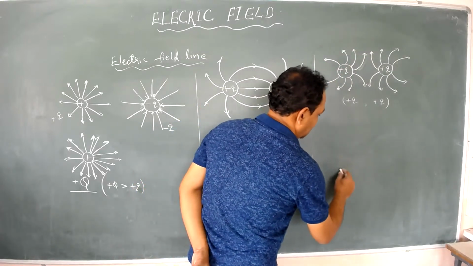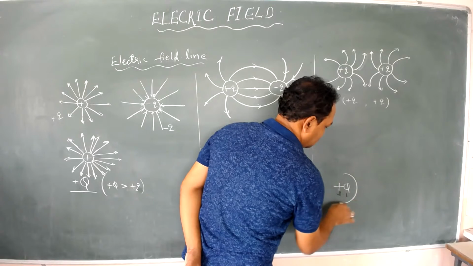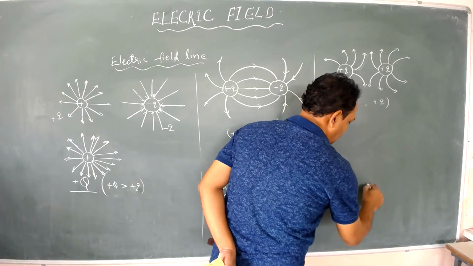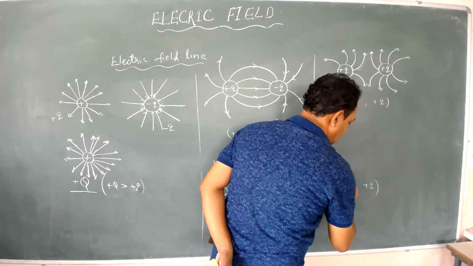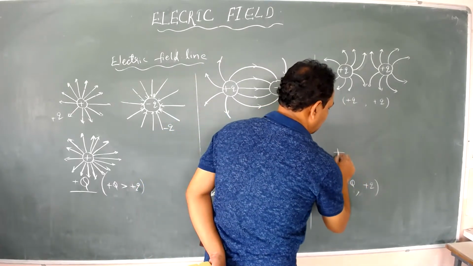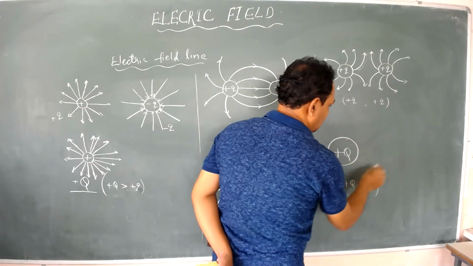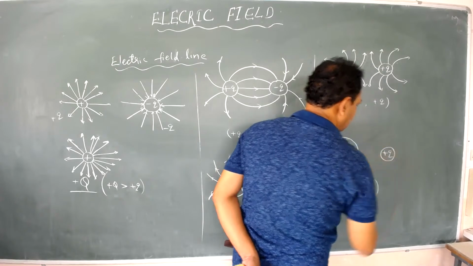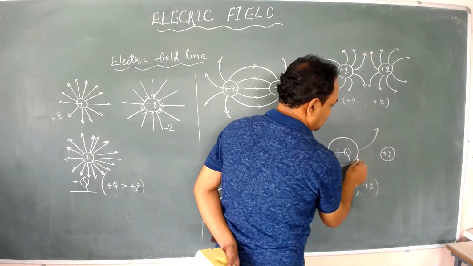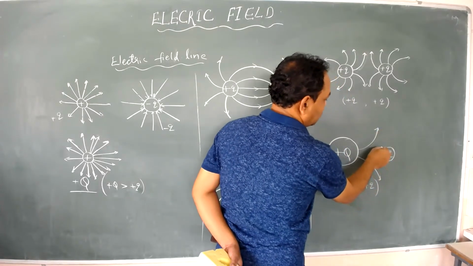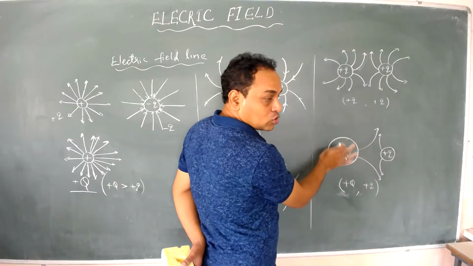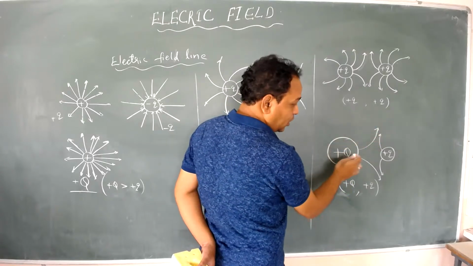Now come to the next one. One is a bigger charge and one is a smaller charge. Suppose for these two charges I am drawing again. I take a bigger charge here and a smaller charge there. Again here also the same: this will repel that charge, this will also repel that charge. In this case, its strength is more, so its repulsion will be more. So that's why the null point.